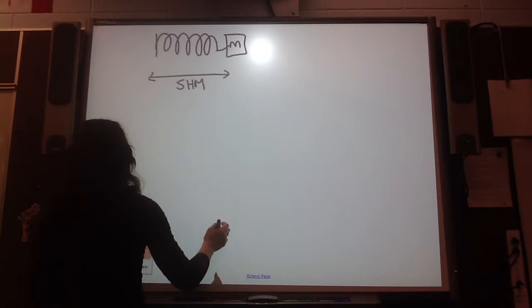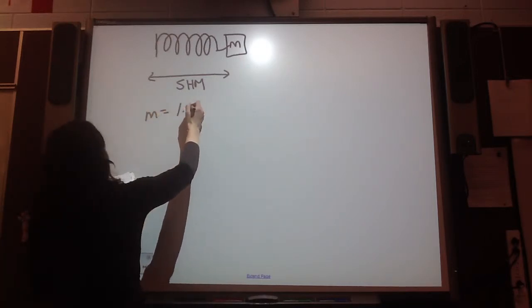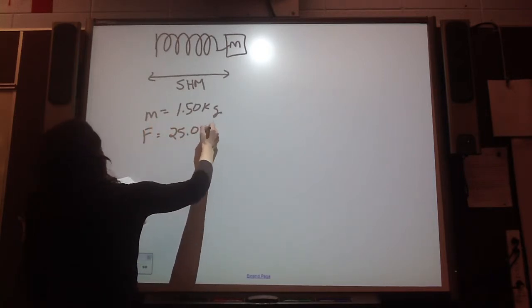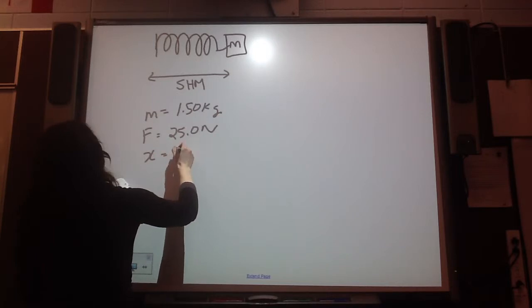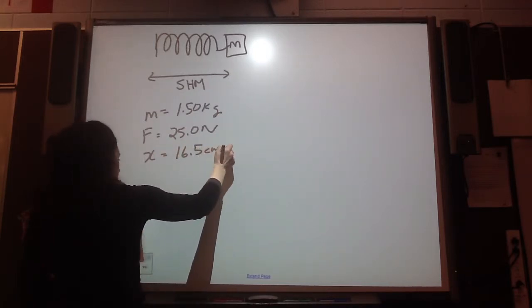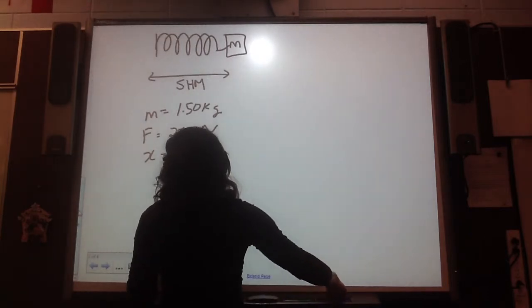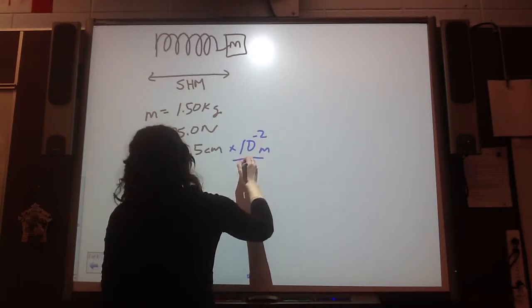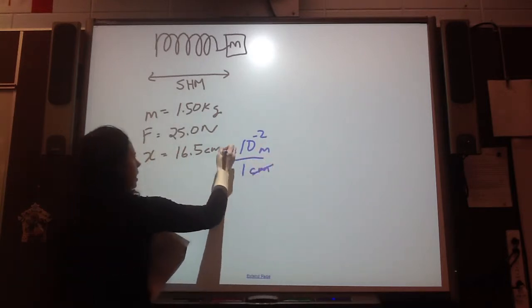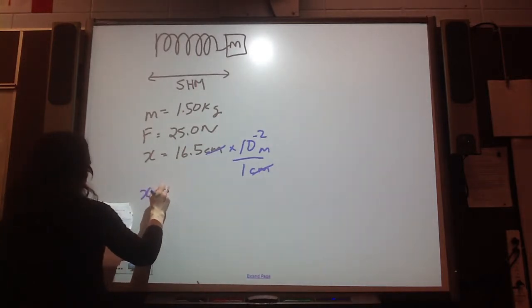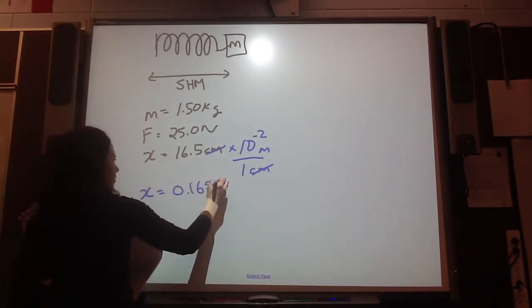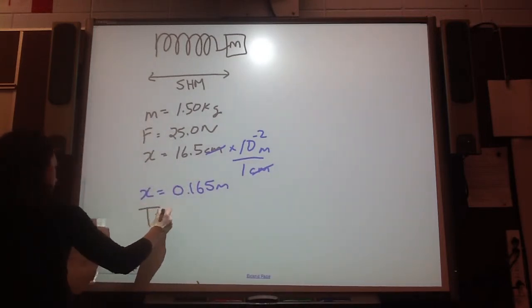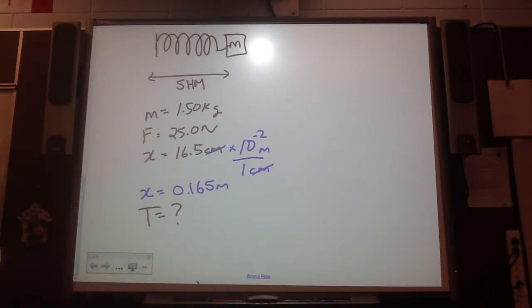I'm just going to write down everything we know first. M is equal to 1.50 kilograms. F is equal to 25.0 newtons. X is equal to 16.5 centimeters, which I need to convert into meters. So we divide by 100 or times by 10 to the power of negative 2. Our centimeters cross off, and we have X is equal to 0.165 meters. And then what are we looking for? We are looking for period, so T is equal to question mark.